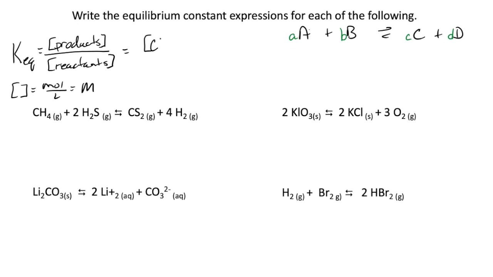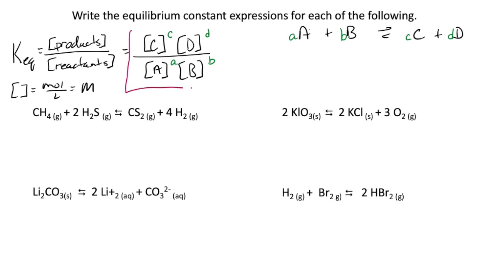We're going to have the concentration of our products, which are D and C, over the concentration of our reactants, which are A and B. Now, so far we have the actual compounds or elements, and we need to add our coefficients. So our coefficients are going to be what we raise each one to, meaning we're going to write these as exponents at the top. So let's follow this format for each one of our examples at the bottom.